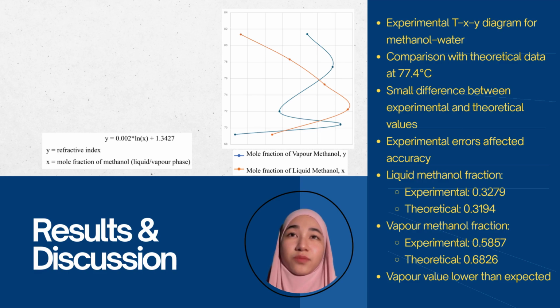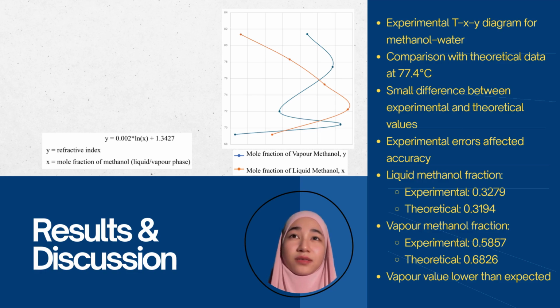This figure shows the experimental TXY diagram for the methanol-water system. The experimental results were compared with the theoretical data at 77.4 degrees Celsius. The experimental liquid mole fraction of methanol was 0.3279, while the theoretical value was 0.3194. For the vapor phase, the experimental value was 0.5857, which is lower than the theoretical value of 0.6826. These differences indicate deviations from ideal behavior and experimental limitations.